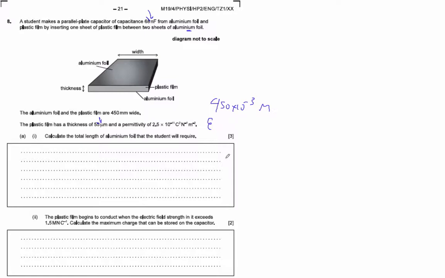Calculate the total length of aluminum foil that the student will require. So you're going to use the capacitance equation, right? This is epsilon, and you'll use this epsilon, right? And then it's going to be area over D, right? So solve that. You know the capacitance is 68 nanofarads, right? We know this.